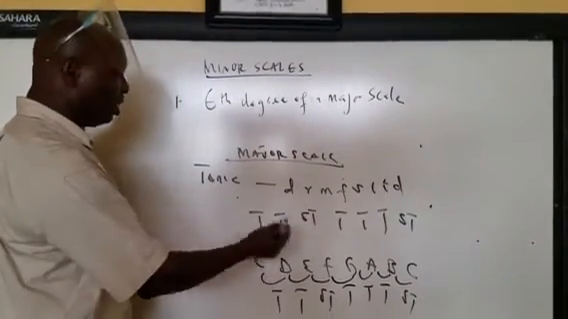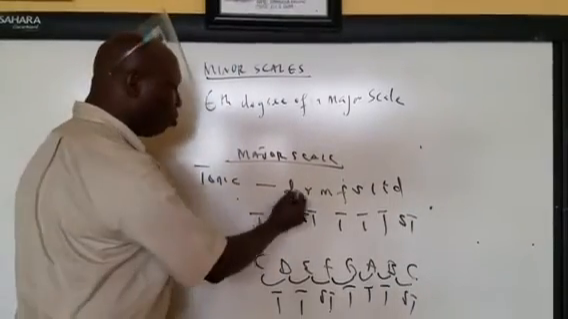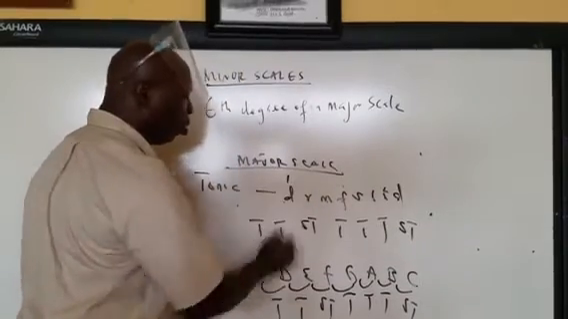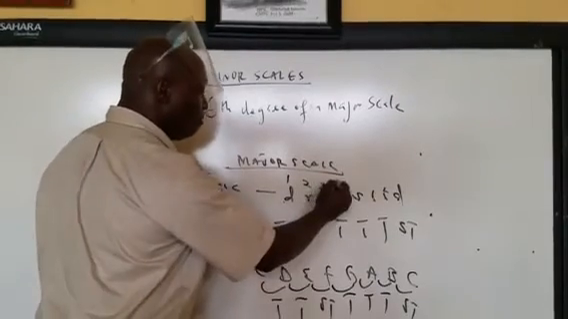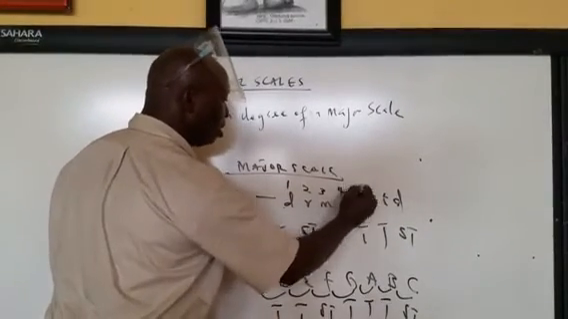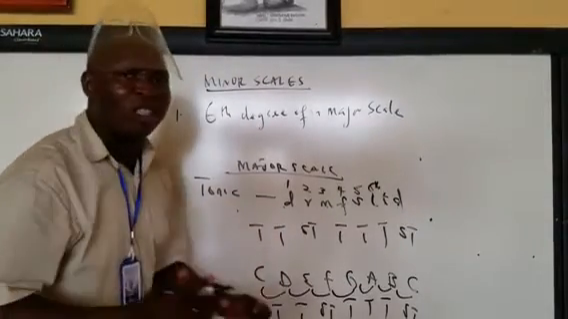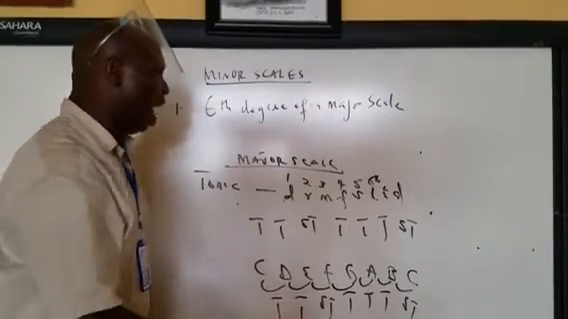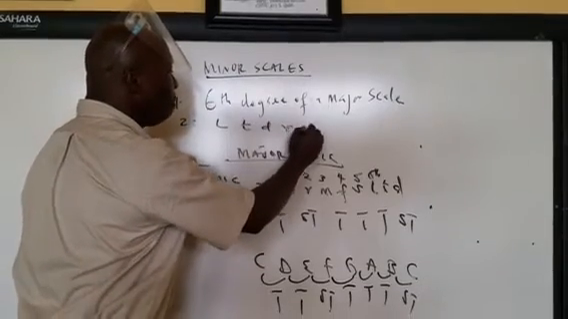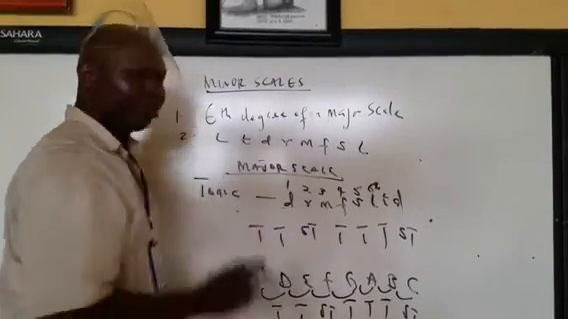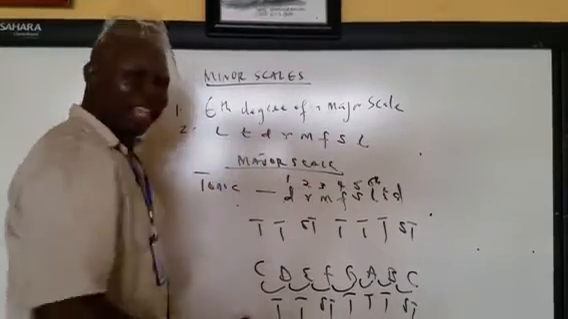A major scale is like do, re, mi, fa, sol, la, ti, do. What is the 6th degree? Do is the 1st degree, re is the 2nd, mi is the 3rd, fa is the 4th, sol is the 5th. The 6th degree is la. So I want to run the scale of a minor scale. I begin with la, ti, do, re, mi, fa, sol, la. That is a minor scale, from la to la.